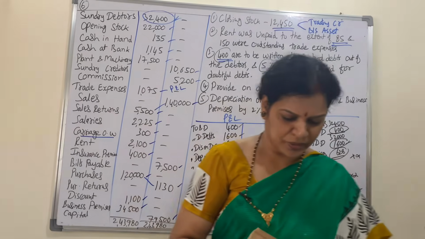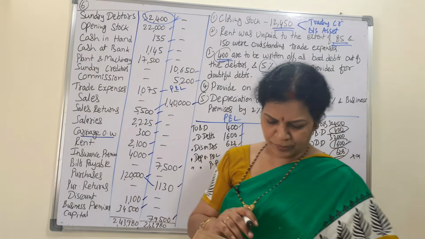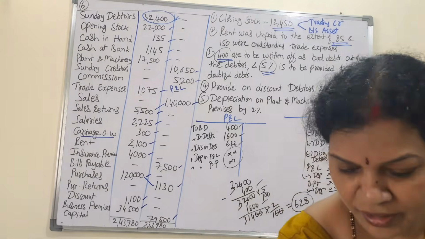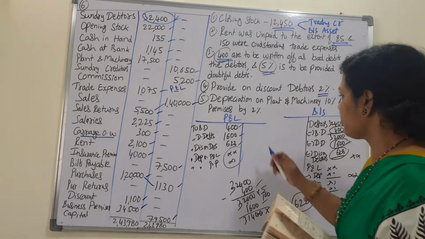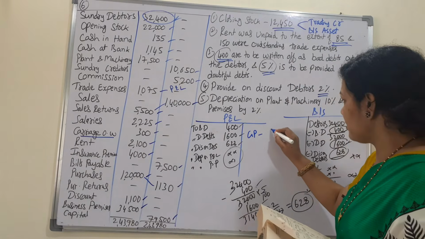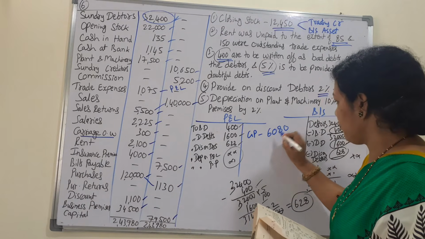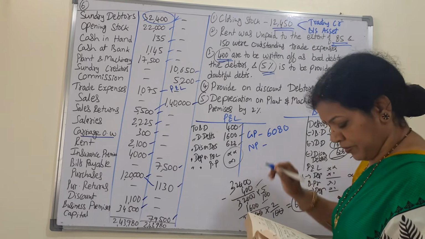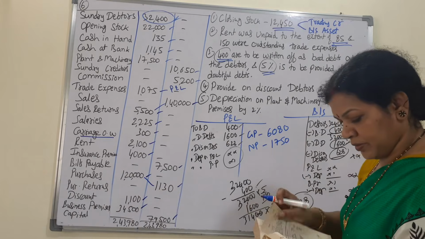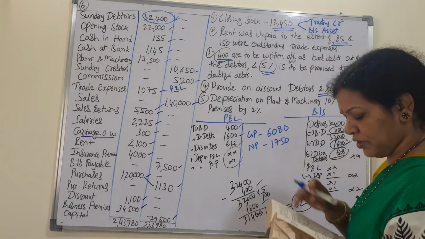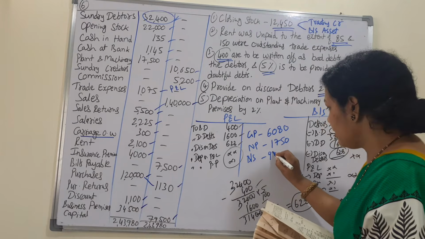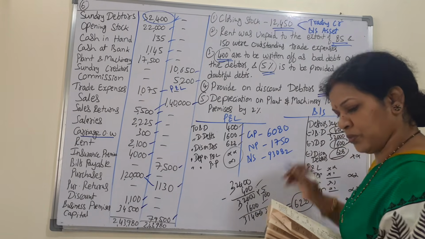So the answers for this problem: gross profit should be 6080, net profit 1750, and balance sheet total 93,082.